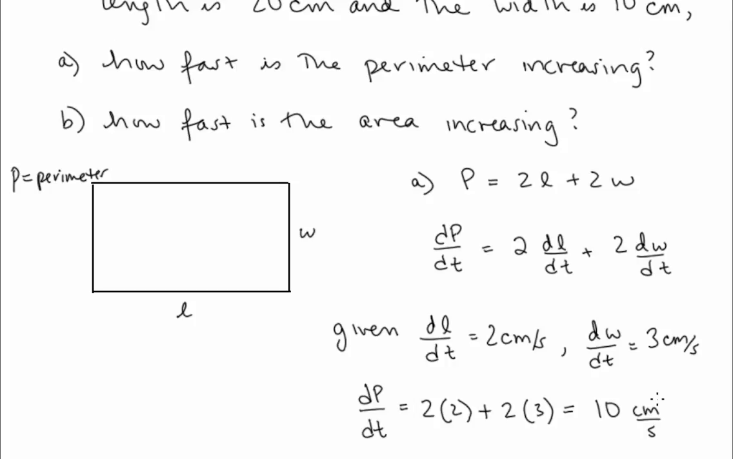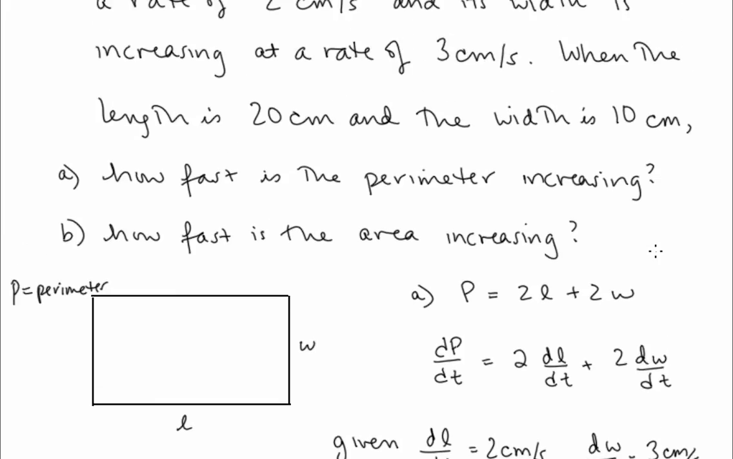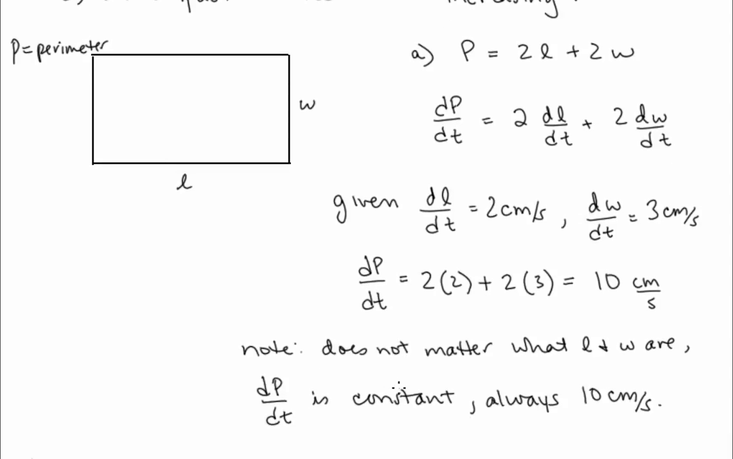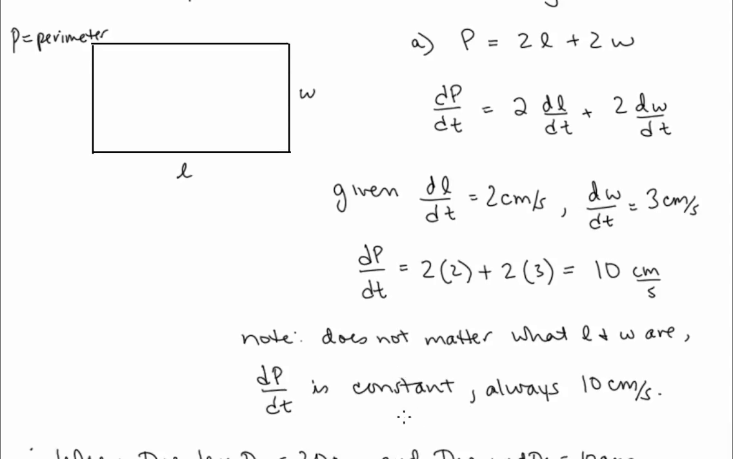Notice that in this part of the problem, we didn't have to use what they say here when the length is 20 centimeters and the width is 10 centimeters. In fact, the perimeter is changing at a constant rate. It doesn't matter what length and width you're talking about. This perimeter is always changing at the same rate, 10 centimeters per second. So it does not matter what L and W are. dP/dt is constant, always 10 centimeters per second.